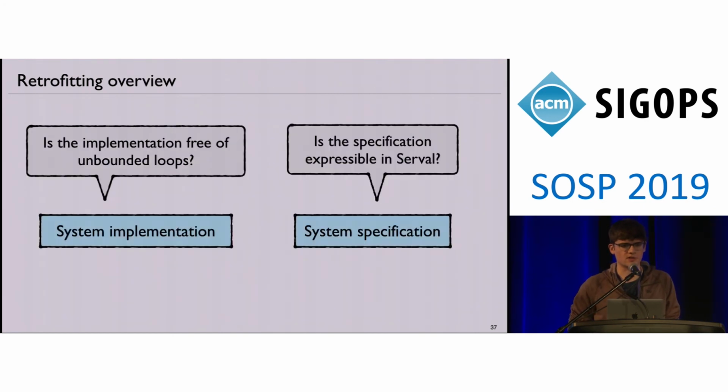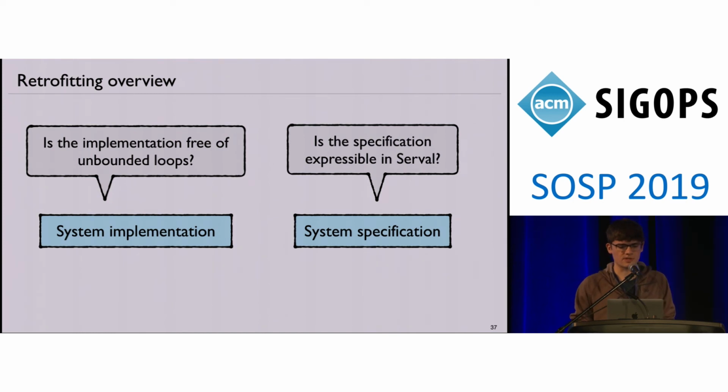To retrofit a system for automated verification, you have to ask 2 main questions. First is whether the implementation of the system is free of unbounded loops. This is a requirement for symbolic evaluation to encode the semantics of the program as an SMT formula. If it's not, then you have to find another way to implement the system, which potentially requires changing the interface, that allows you to implement it in a way that is free of unbounded loops.